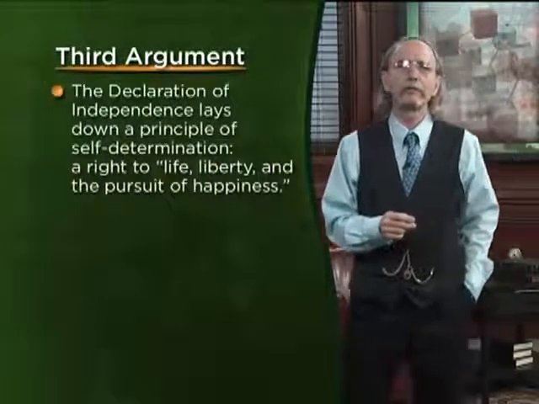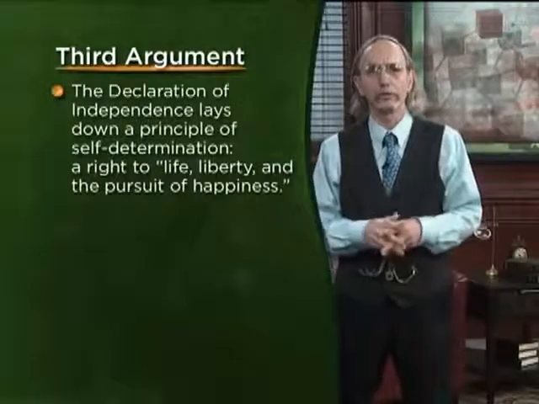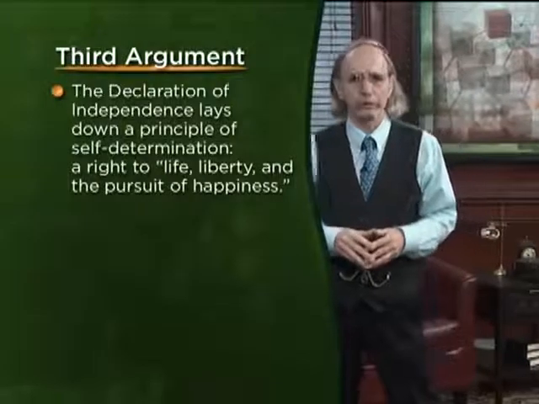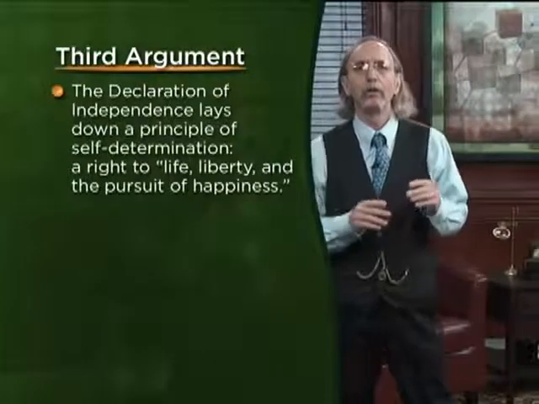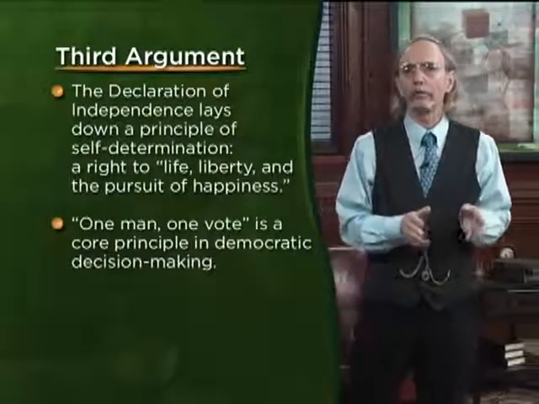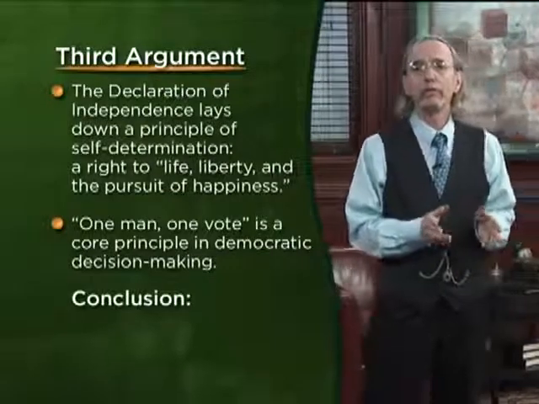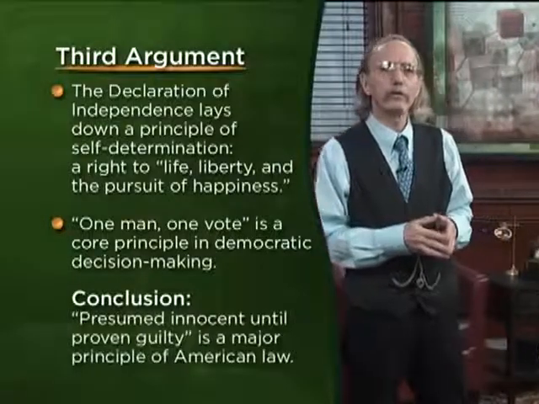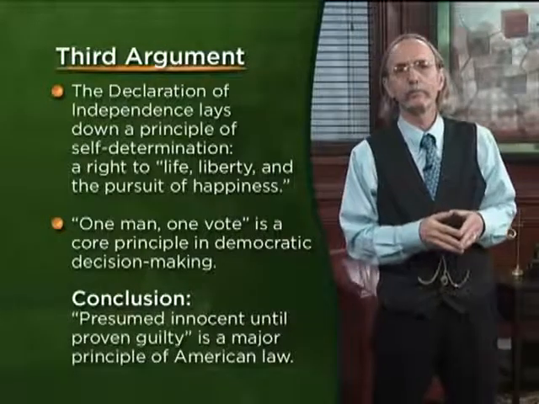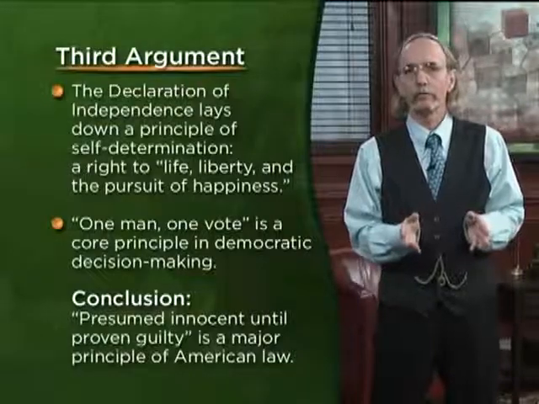Third argument. The Declaration of Independence lays down a principle of self-determination, a right to life, liberty, and the pursuit of happiness. One man, one vote is a core principle in democratic decision-making. Conclusion, presumed innocent until proven guilty is a major principle of American law. Valid or invalid? Which of those are valid arguments? If you said the first 2 are valid and that the third one is not, you're absolutely right.